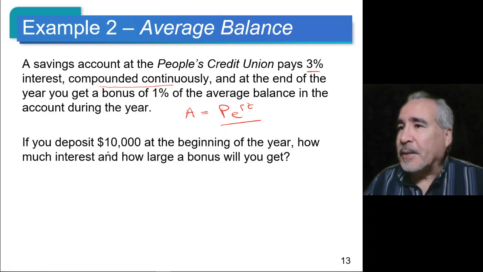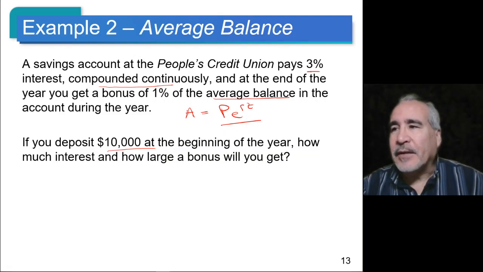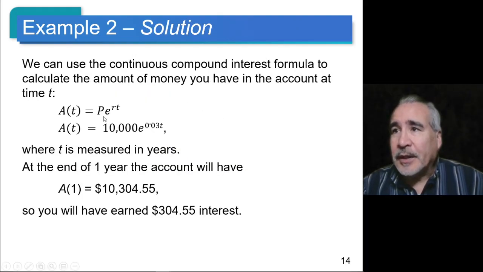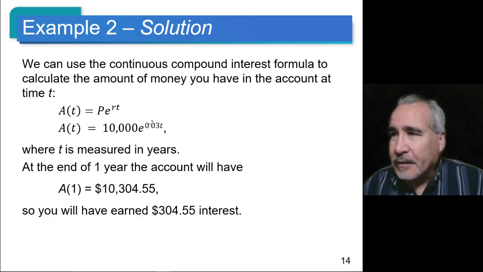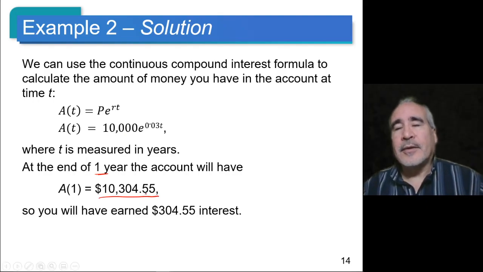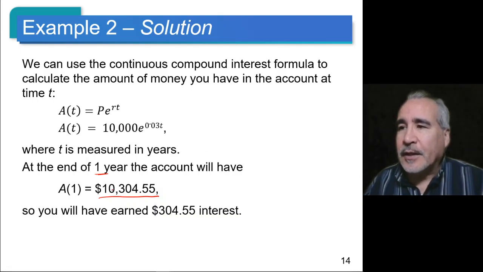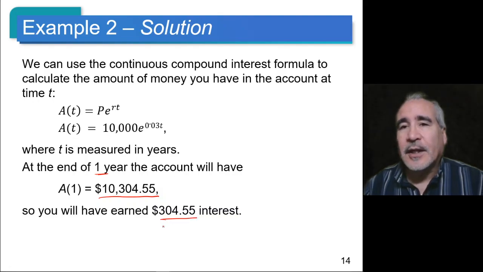Okay, so we're going to deposit $10,000 at the beginning of the year. How much interest and how much bonus will you get? And notice the bonus is based on average balance. That's exactly what we're going to be doing, right? So first of all, we use our formula. Accumulated value equals P e to the rt. P was 10,000, r is 0.03. It's kind of messed up a little bit, but that's supposed to be 10,000 e to the 0.03t. So we're going to do it for 1 year, plug in 1 here, do the calculation. You find that we've got a total accumulated value at the end of the year of $10,304.55. So the amount of interest we earned, subtract 10,000 from this, the interest was $304.55.